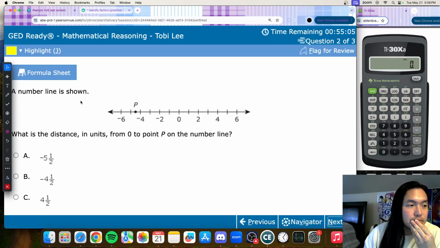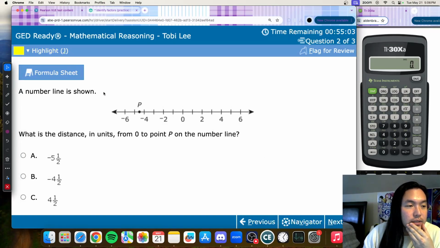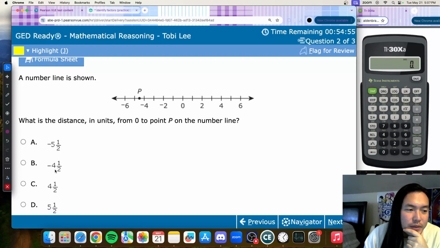Next. All right. The number line is shown below. What is the distance in units from 0 to P? Okay, and then we have answer choices A, B, C, D: 1, 2, 3, 4, 4.5. So here I would definitely say the distance is positive 4.5.